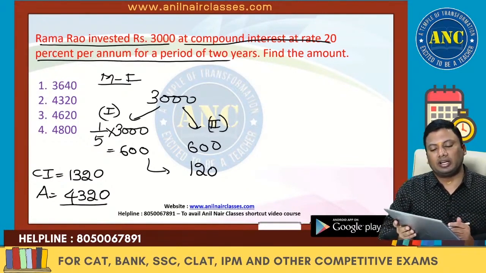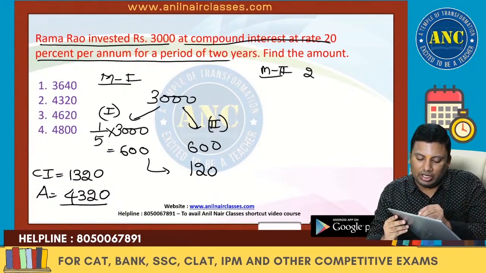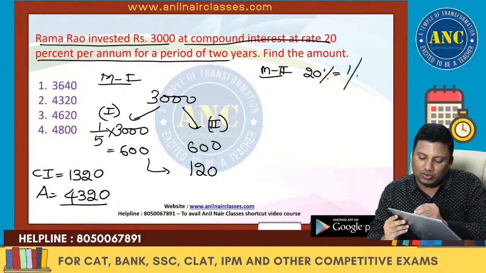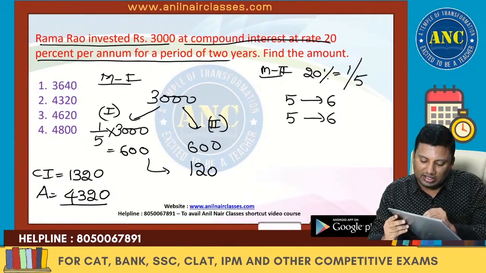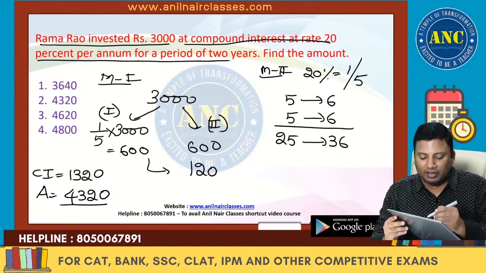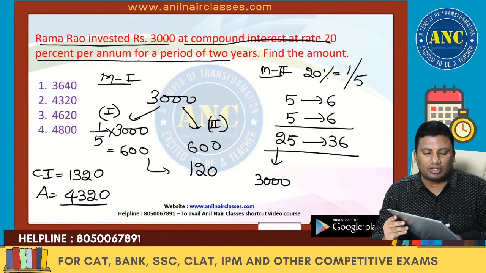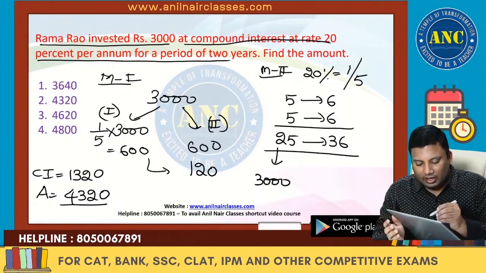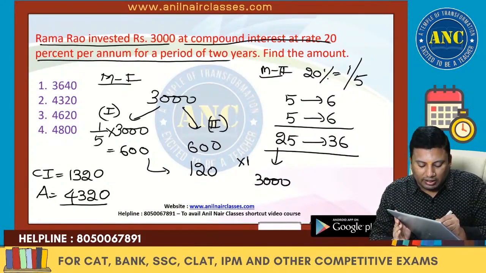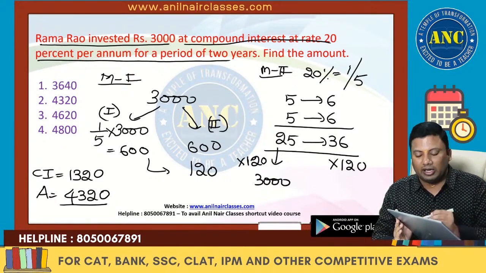Method number 1, tree method. Method number 2, change method. 20 percent is 1 by 5. 5 increases by 1 to 6. This is 25 becoming 36. But I want 3000. Now see here, sir, you don't need to do this. 25 ones are 25, and this is into 120. Don't multiply.